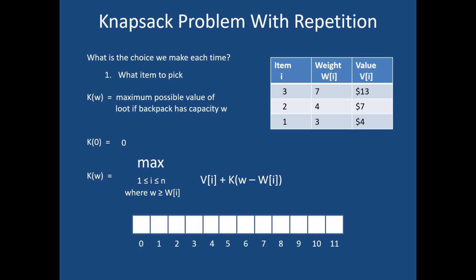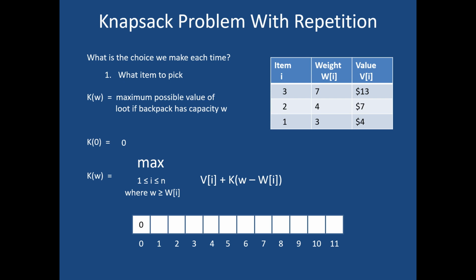So let's look at how it works. Again, let's view this as a filling-in-the-table problem. We want to compute k of 11. So what I'm going to do is figure out k of 0 and then k of 1 and work my way up to k of 11. That will correspond to filling in the table. You can also do a recursion and just start at k of 11 and recursively fill in a cache. Okay, so what's k of 0? 0. We know that. What about k of 1?